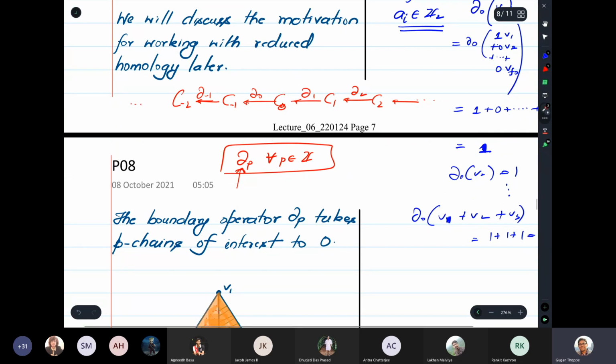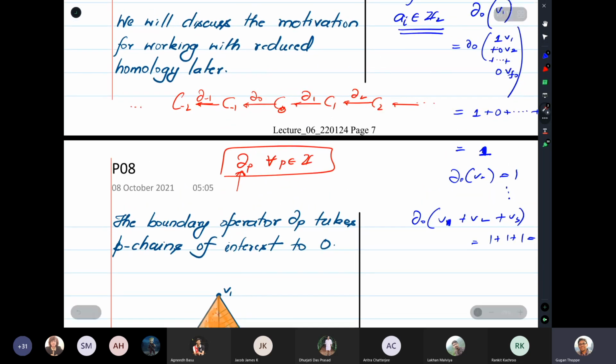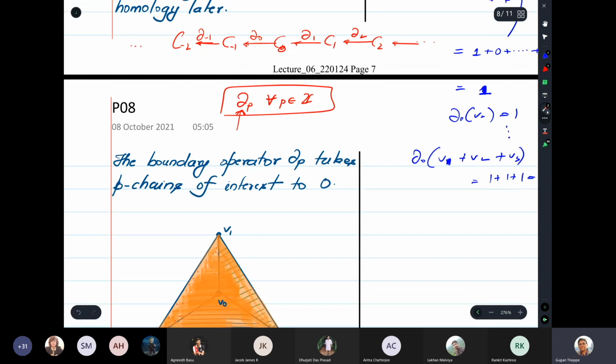One of the reasons for working with ∂_p was that it took these interesting patterns to 0. So that is where we are right now: we have some intuition of why ∂_p is useful, and on the other hand, we have the formal definition of ∂_p. Whether you are working with usual homology or reduced homology, we have this definition of ∂_p for every p. So that's where we are right now. If you have any questions, please ask. This is a good time to ask.